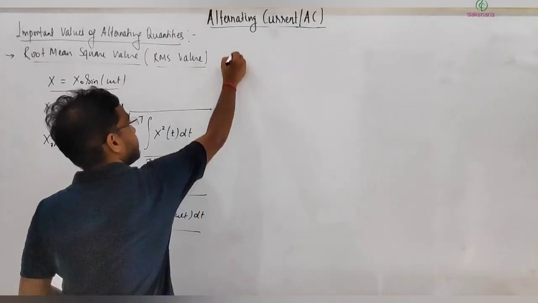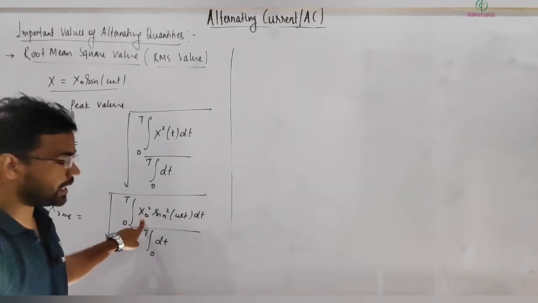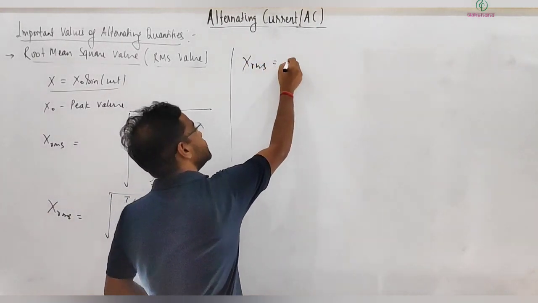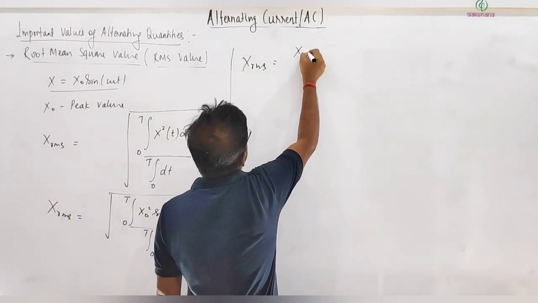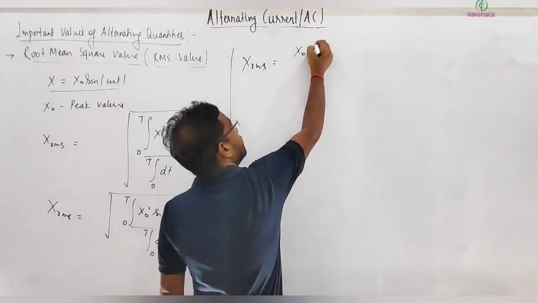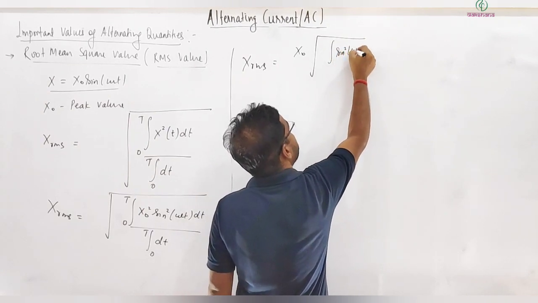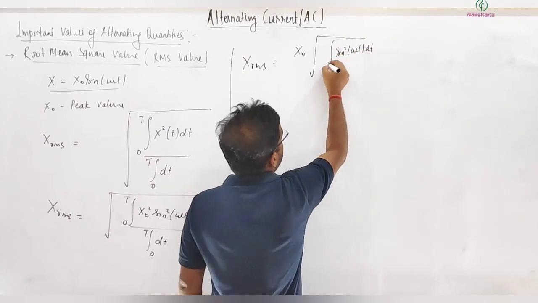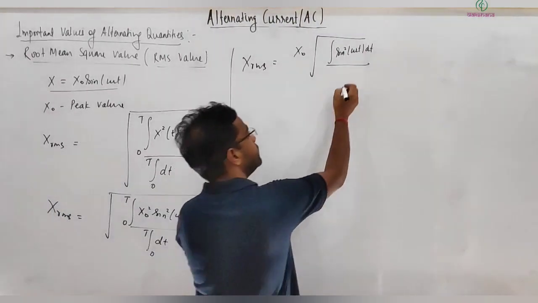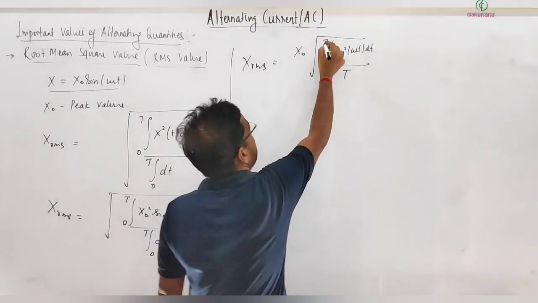So here this integration in the denominator will be simply T. The amplitude x naught can be taken out, so x RMS is equal to x naught, it can even be taken out from the root, and inside it is the integral of sine square omega t dt divided by, if I simply integrate it, then it will be T, and it's 0 to capital T, right?